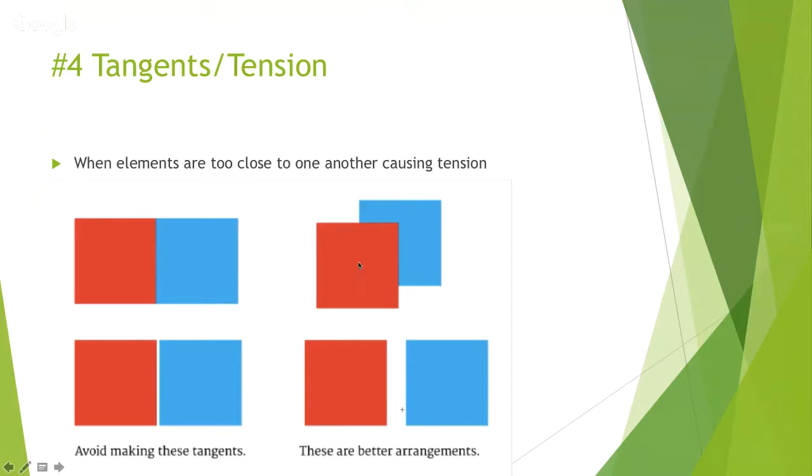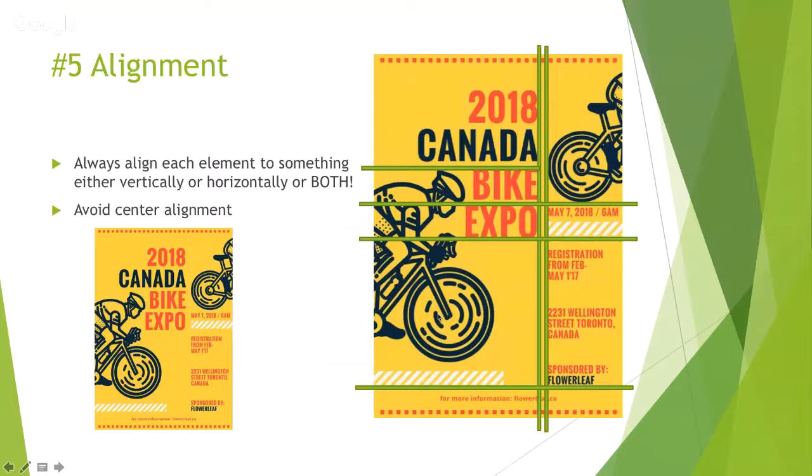If you want your elements to be close, just overlap, be bold. Or if you want some space between, do that. Give them enough breathing room. You always want to give your elements breathing room, enough space to kind of be there.